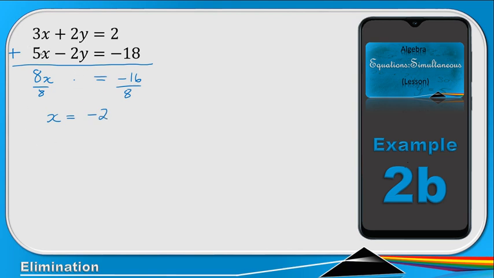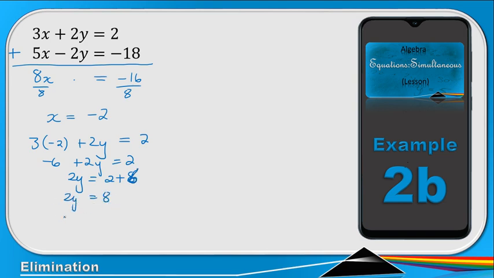And now to find the y value, let's just substitute the x value into the first equation. So 3 times negative 2 plus 2y equals 2. Then this is negative 6 plus 2y equals 2. So 2y equals 2 plus 6. And then 2y is equal to 8. Divide both sides by 2, y is equal to 4. So therefore my answer is just negative 2 and 4.